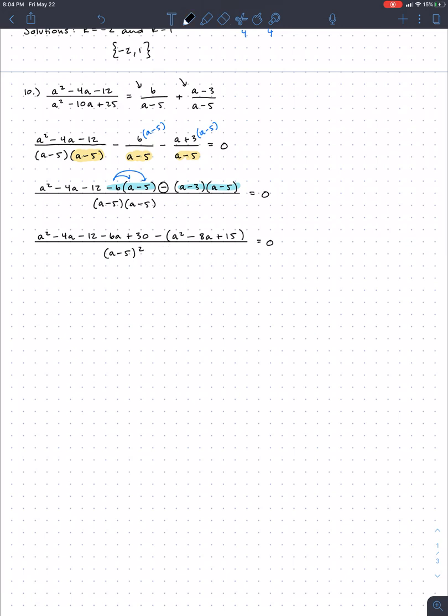That's cool. All right, so let's do some more simplifying. A squared minus 4a minus 12 minus 6a plus 30 minus a squared plus 8a minus 15. Okay, all of that is still over a minus 5 squared.